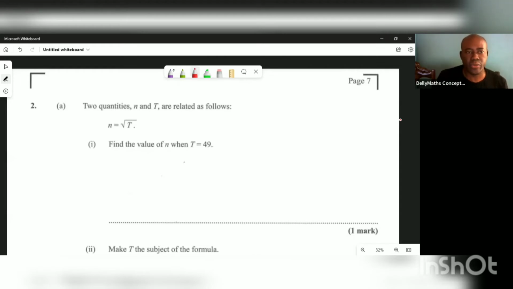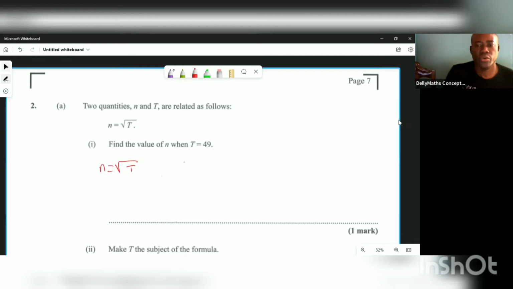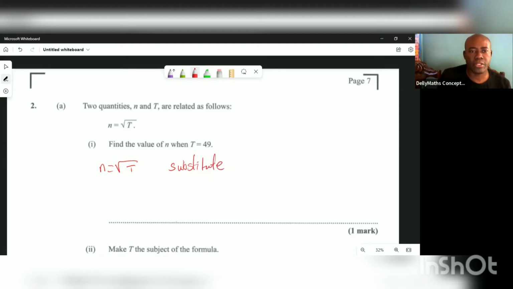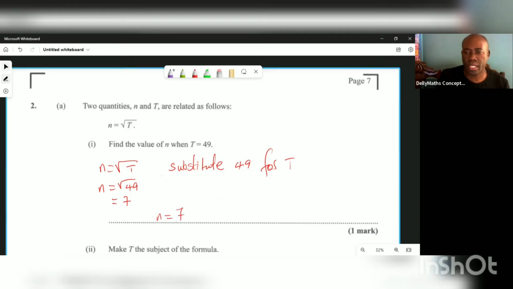For this, since n is equal to the root of t, we just simply want to substitute. We're going to substitute 49 for t. So n is equal to the root of 49, and this is going to give us 7. All right, good. So n is equal to 7, and we're done. It's a very simple substitution question.